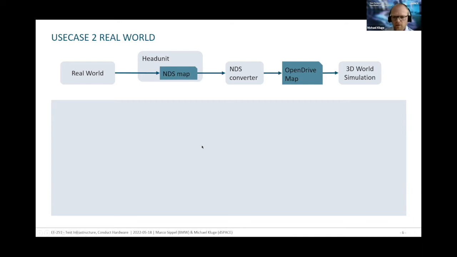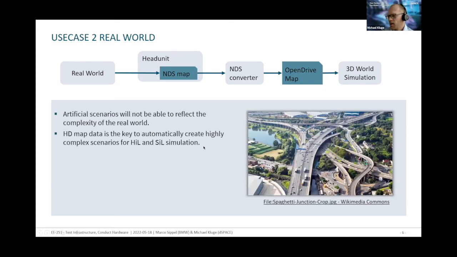Okay, so then let's continue. As we can see on the right side in this example, it will be quite hard to create those complex scenarios manually by creating an artificial map. So that's why we need this use case to reflect the complexity of the real world in the simulation. And the HD map data is actually the key to get there. And that's why we also need this workflow we see on the top.